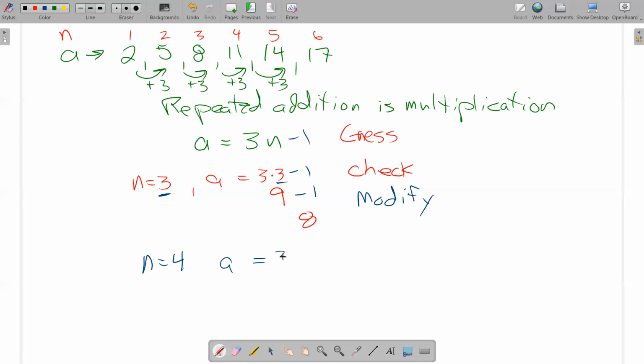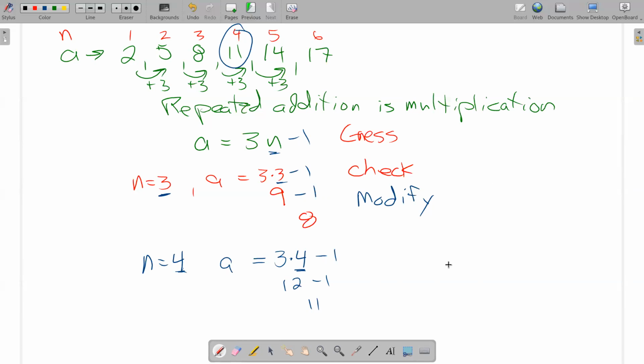We have 3 times 4, right? 4 is my n. And then minus 1. 3 times 4 is 12, minus 1 is 11. That looks better. Cool. And this is why I mentioned before, I usually check more than once to make sure I'm getting it right, because sometimes I do silly things, like say 3 times 3 is 6, when it really should be 9. All right, so now I think I have the right formula. I think the formula is 3n minus 1.